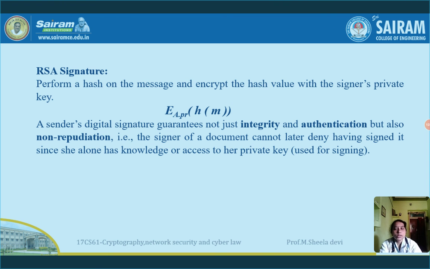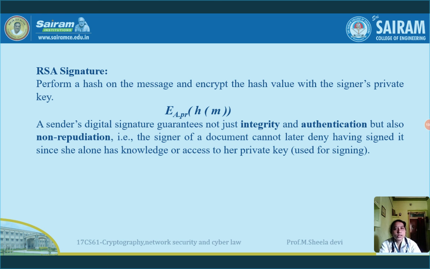What is an RSA signature? Perform a hash on the message and encrypt the hash value with the signer's private key. So if I want to apply an RSA signature or digital signature on the message, what I have to do is take a message, apply hash on it, then we will get a fixed-size message digest, right? Take that fixed-size message digest and encrypt it with the private key of the sender. Then send the message to the communication channel.